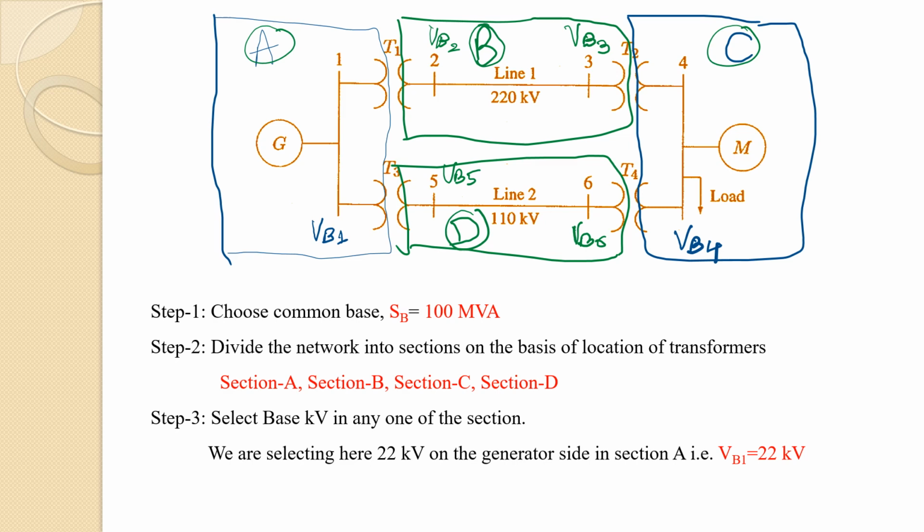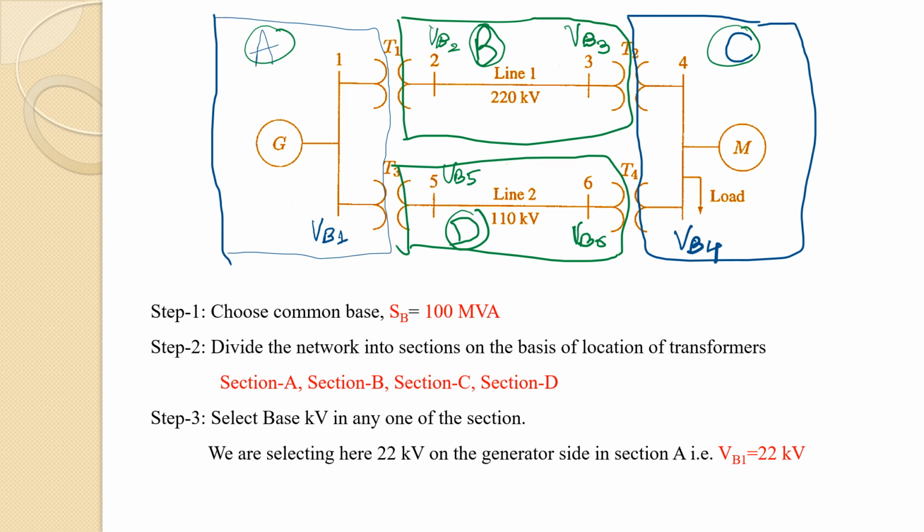After choosing the common base MVA of 100 MVA, the next step is we need to divide the entire network into sections. How to divide the network into sections is on the basis of the location of the transformers. So first we will see in the network where the transformers are located, and on that basis we can divide the network into different sections. Here you can see that we have divided the network into 4 sections A, B, C and D on the basis of the location of the transformers.